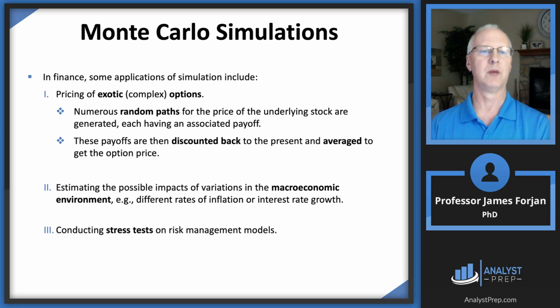Here's some other good examples. Pricing of exotic options, because there are numerous random paths. Each of those paths of the underlying asset, which could be a stock, an index, a commodity, could be anything, is going to have an associated payoff. And so you discount those back and take the average to get the option price.